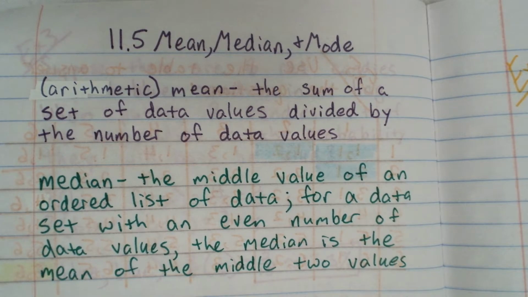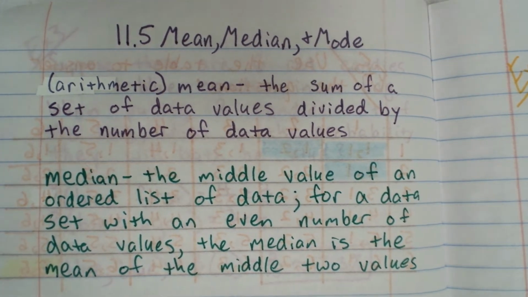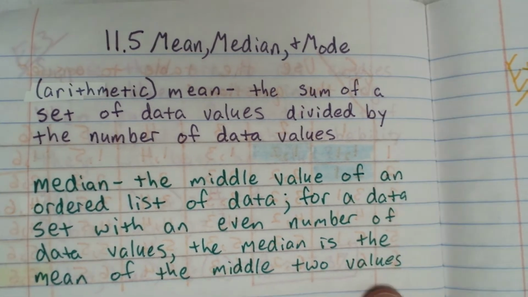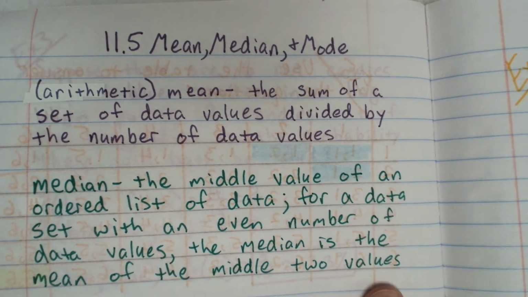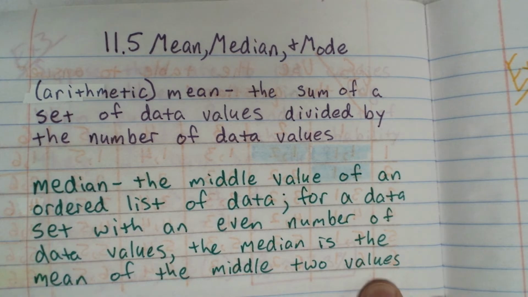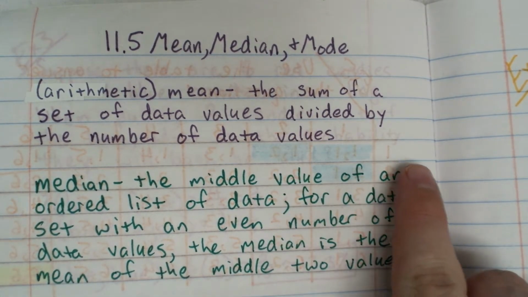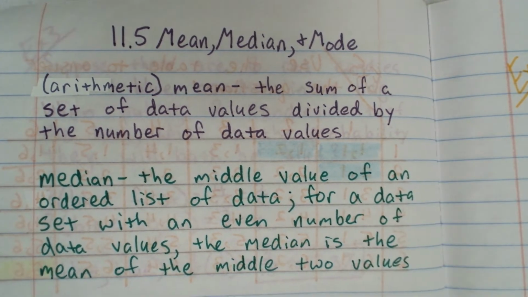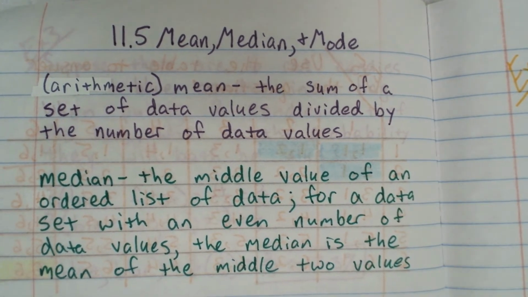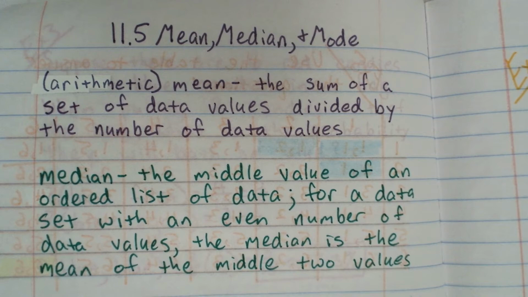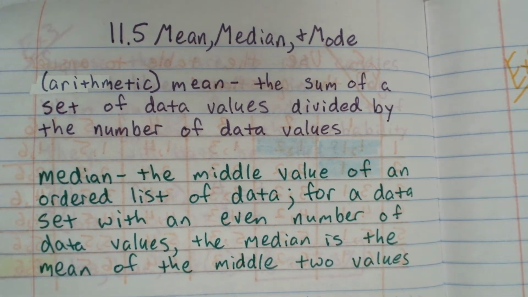When we say just the word mean in mathematics, it typically is talking about the arithmetic mean. In another video in the future, we may talk about the geometric mean of numbers, but right now it's just the arithmetic mean, and that is the sum of a set of data values divided by the number of data values. So this is the same thing as the average of a set of numbers.